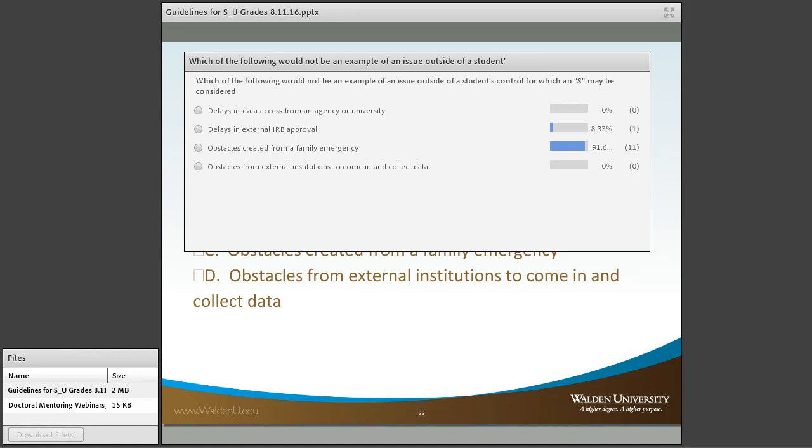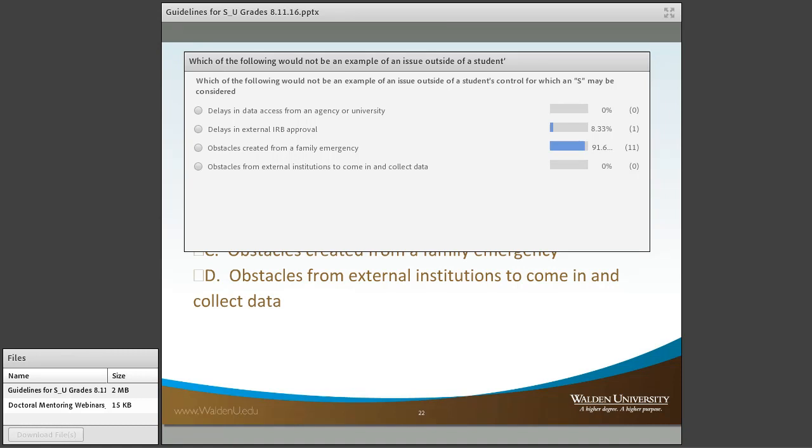As we discussed earlier, if a student is delayed due to access from an external agency or university in gaining access, and it's outside of their control, that's okay. If the student continues to make good faith effort and the chair believes that the student is in fact making progress in the other areas that they've identified, this delay from an agency or university would not be a reason to give a student a U, but would in fact be outside the student's control, in which an S could still be considered.